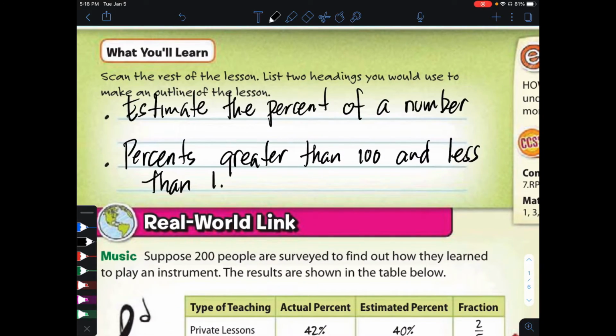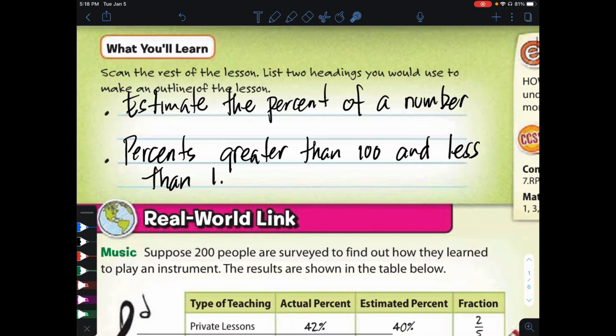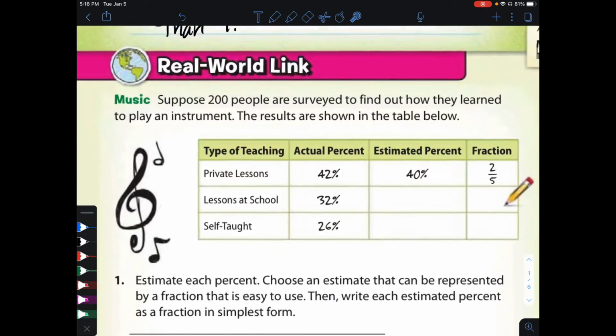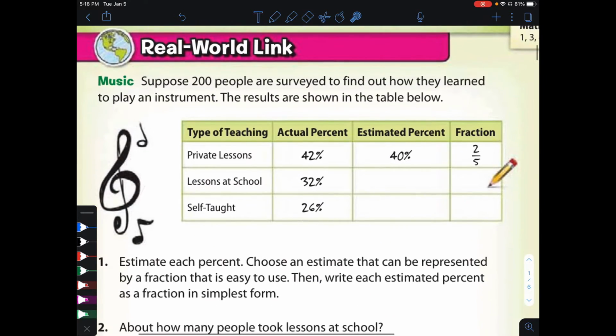We are going to estimate the percent. Okay, we are going to estimate the percent of a number. And then the second thing that we are going to be learning here is that we are going to understand percents greater than 100 and percents less than 1. Okay, so these are the two important objectives that we are going to learn. So let's take a look at the real world link.